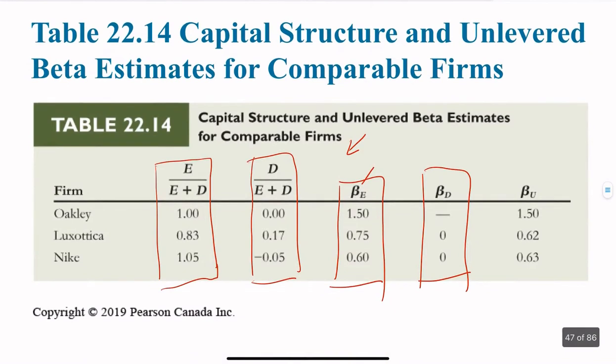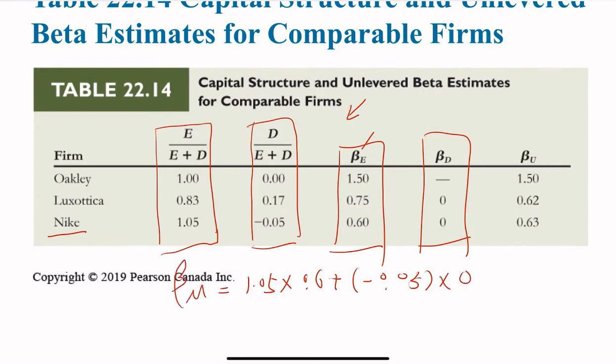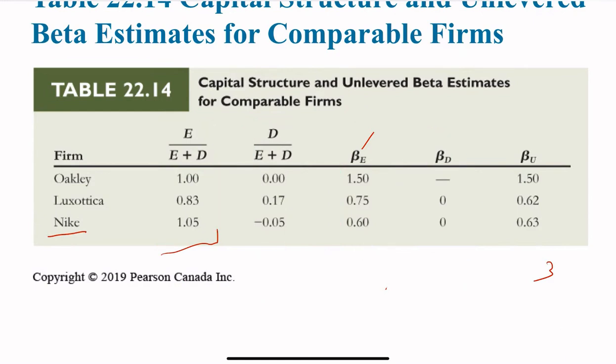For example, if you want to calculate Nike's unlevered beta, then it should be 1.05 times 0.6 plus 0.5 times 0. So Nike's unlevered beta equals 0.63. So now, using this method, you can have 3 numbers.